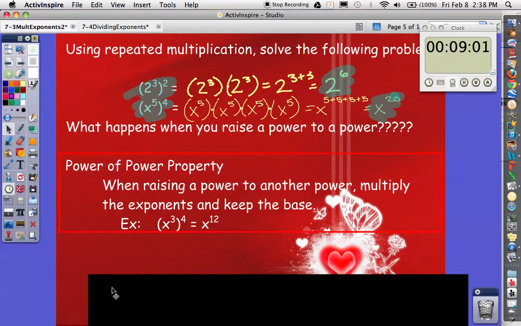Hopefully you guessed it. You're going to multiply the exponents and you're going to keep the base the same. So the base does not change. The base does not get squared. It didn't become 4 or anything like that. You keep the base. But all you have to do now is multiply the exponents. 3 times 2 would give me the 6 directly. 5 times 4 would give me the 20 directly. So fill in the rule and the example. If you need to pause the video, go ahead.